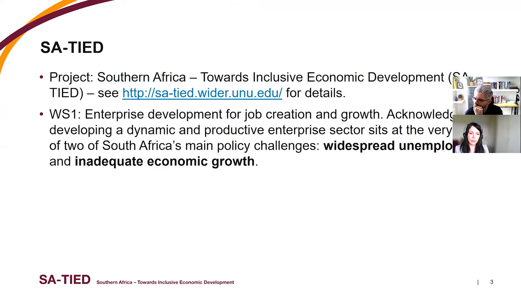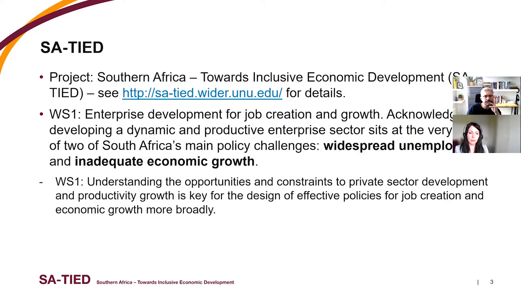So we acknowledge basically in this work stream the dynamics and productive enterprises, that they are very essential for some of the key challenges that South Africa is facing, and that is widespread unemployment and inadequate economic growth. So basically what we are trying to do in Workstream 1 is to understand the opportunities and constraints to private sector development and productivity growth, and how best we can design effective policies to address these constraints and opportunities.